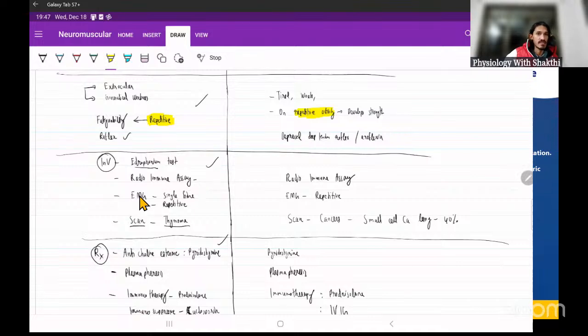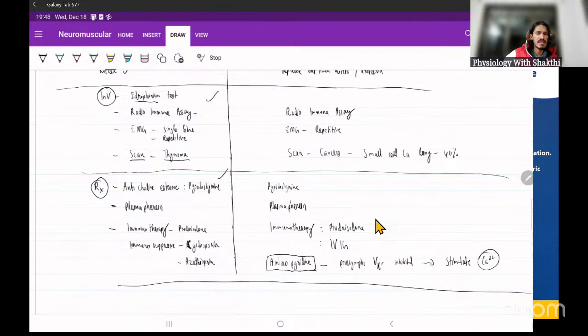You can do an EMG. You can either do a single fiber or repetitive. So in repetitive, what do you see? You repetitively do the EMG signal. When you repetitively do, the amplitude decreases. Okay. On the other hand, Lambert-Eaton is also a similar thing. You do a radioimmune assay to see what type of antibodies are there. And here repetitive means the amplitude will increase. And in both of the cases, you generally tend to do some scans. You see thymomas in myasthenia gravis. Usually, cancers, especially of the lung, are seen in people with Lambert-Eaton. So that's why you do these scans.